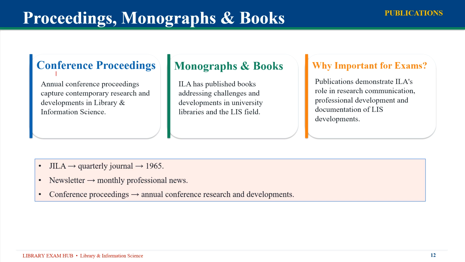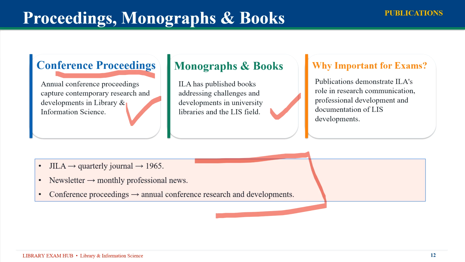Right? Conference proceedings, like the annual conference proceedings, capture contemporary research and development in library and information science, right? Monographs and books: ILA has published books addressing challenges and development in university libraries and the LIS field. Remember these three important facts. JILA is a quarterly journal since 1965. The newsletter is a monthly professional newsletter, and conference proceedings cover the annual conference, research and development.